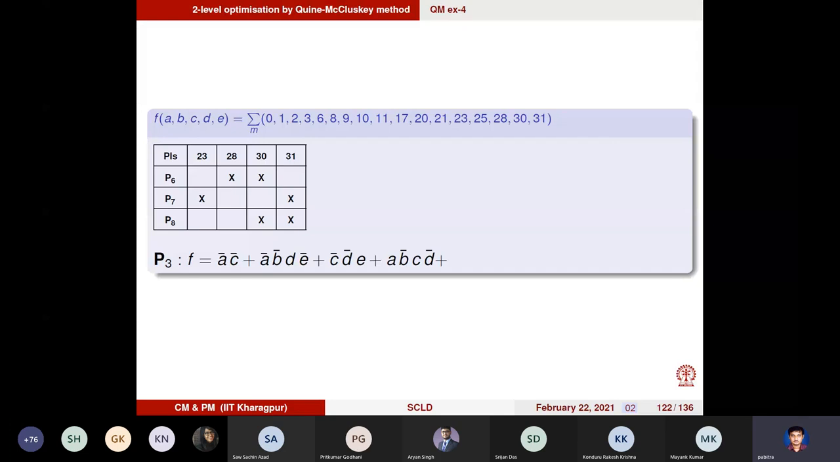And how do you form the product of sums? You look at each column and connect up the crosses with an OR, and the columns you connect by an AND. Convert it, you get a product of sums, convert it to sum of products. Each term in the sum of products is a minimal prime implicant cover. And you pick up the minimum. If you talk about cost in terms of the number of literals, you pick up the minimum one. So this is the matrix method.